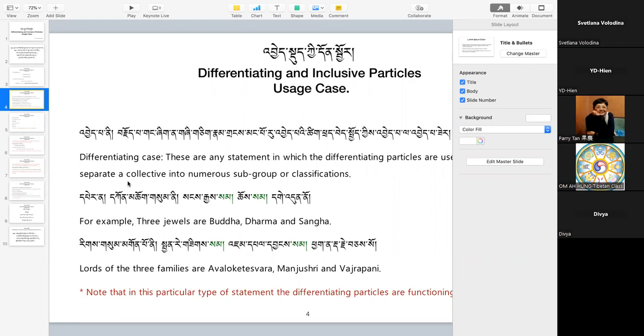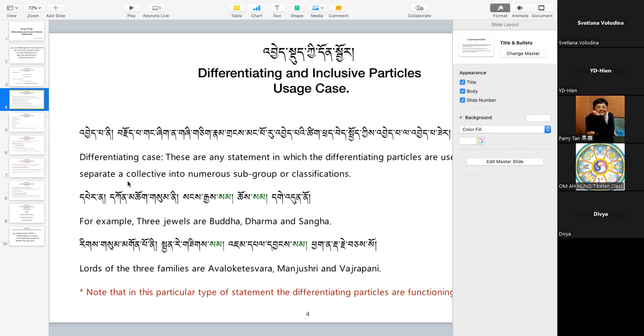That's all. But Tanzila, can't we then use dhang between these to combine these three? Yes, we can do that, but then it will no longer be a statement of differentiating case. This is an example of the differentiating usage case. So we use this, but yes, we can also use tongue, but then it will be a different statement. If we use tongue, it will be a statement of a tongue sentence. This one is a statement of differentiating case.